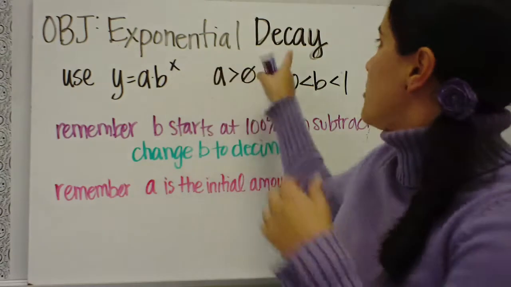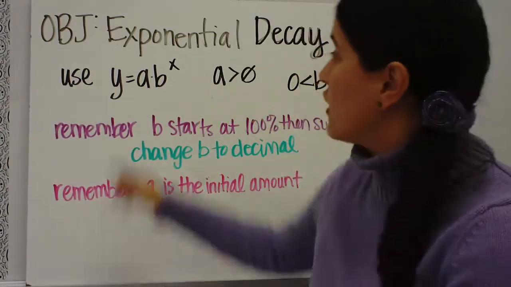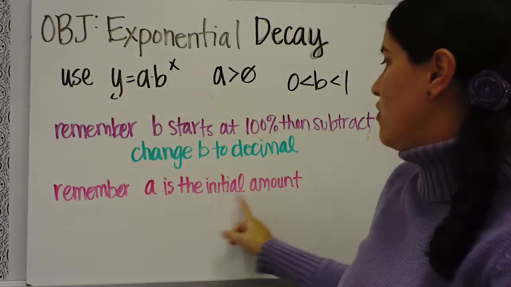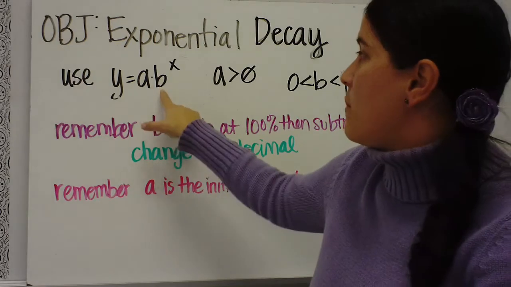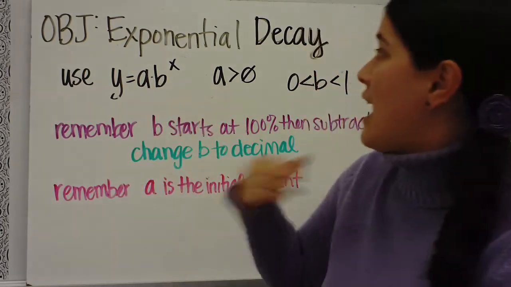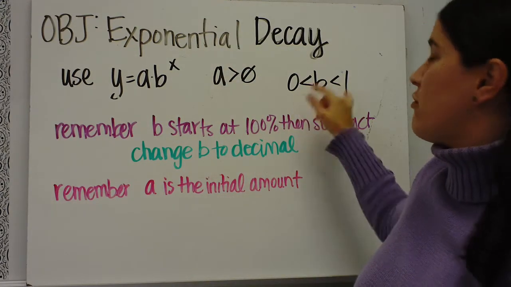Hey y'all. Today's objective is exponential decay. And we are still using the exponential function y equals a times b to the x, where a is your initial amount, your starting value. B is your base or your rate or your percent. And in decay, your b value is going to be between 0 and 1.